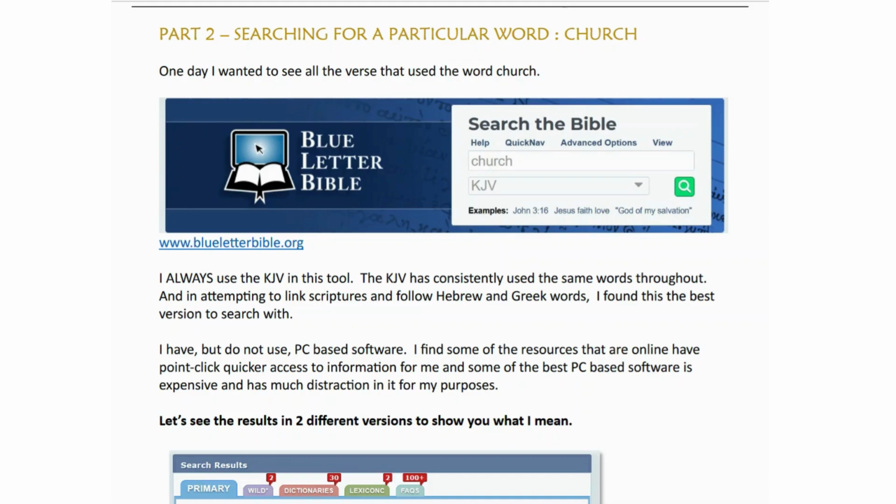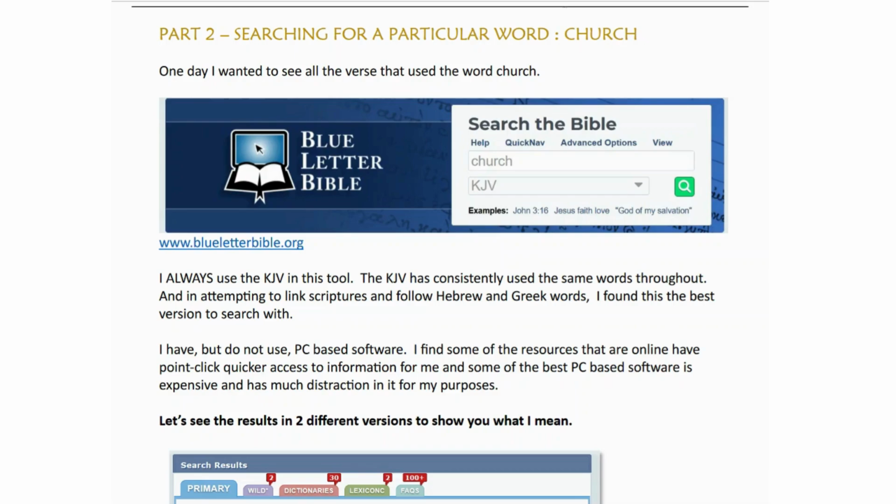So part 2 is going to be about how I searched on a particular word one day named church. You know, it's a word we're all familiar with, and I went to my trusty Blue Letter Bible and I typed in the word church. I'm going to show you this in a minute. I always use this tool and the King James Version consistently, and I'm going to show you why in study. And it has helped me in my attempt to link scriptures and follow the Hebrew and Greek words. So that's the version I stick to.